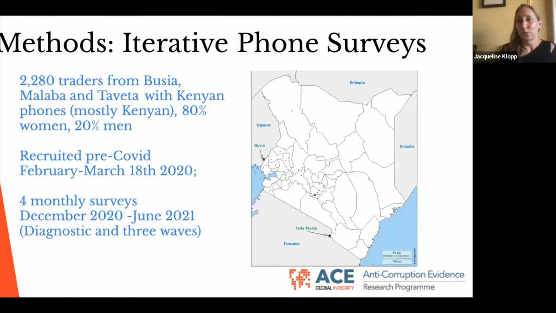So what did we do? We did, in part because of COVID, to be honest, iterative phone surveys with a large group of traders that we had recruited before COVID really started to take off in East Africa. We had 2,280 traders from these two borders.